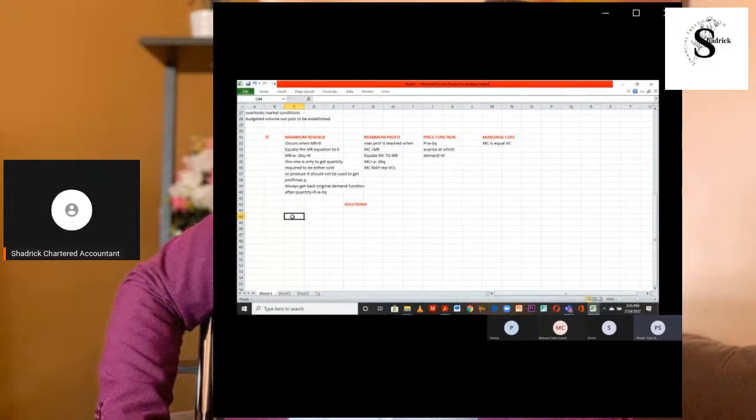The selling price. So remember what we said: at what point is the profit maximized? We said profit is maximized at the point where MC is equal to MR.